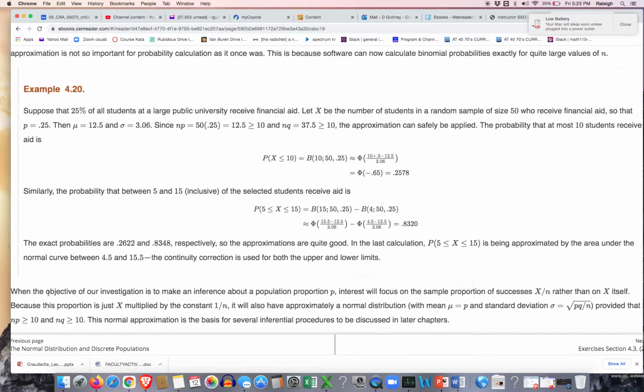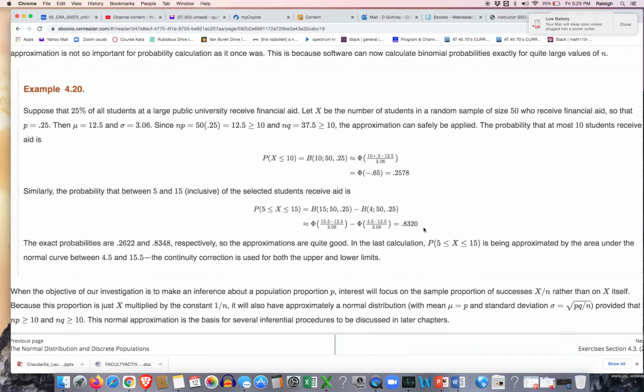I hope that you have access at least to some sort of calculator, even if you don't use it a lot. Well, anyway, when the objective of our investigation is to make an inference about a population proportion p, interest will focus on the sample proportion of successes, x over n, rather than x itself. So that's the p hat, and really just x multiplied by 1 over n. And that's approximately normal distribution with mu equals p and standard deviation equals the square root of pq over n, because we have to divide by the n. It's the basis for several inferential procedures to be used in later chapters. That's another reason to talk about it. We'll be seeing this again.